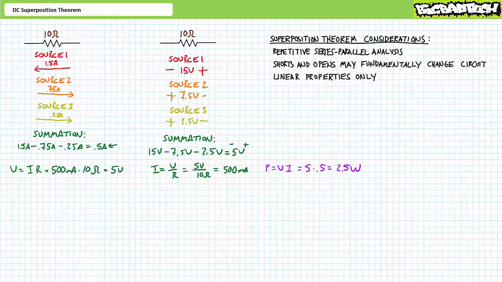Again, considering our earlier example of a 10 ohm resistor being acted upon by three sources, the final voltage of 5 volts and the final current of 0.5 amps can be used to determine that this resistor is ultimately dissipating 2.5 watts of power, and not the summation of 15 times 1.5 plus 7.5 times 0.75 plus 2.5 times 0.25. Any summation of individual powers from individual sources is utter nonsense because power is a nonlinear property, and the superposition theorem only applies to linear sources and linear properties like Ohm's law.